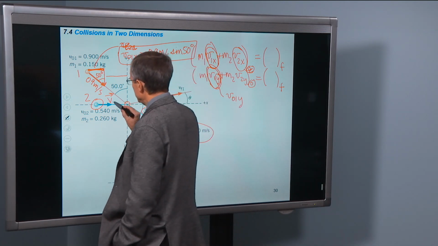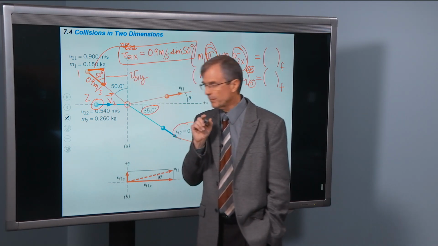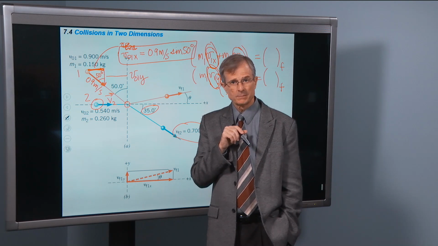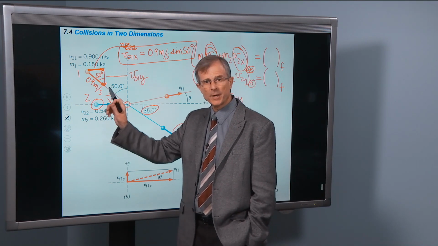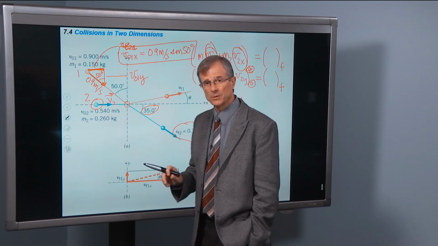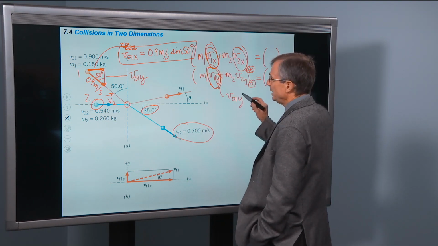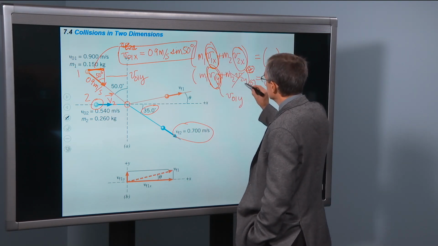And I might ask you, this velocity V2, does it have a component in the x direction? You say, yeah, sure it does. It's pointing in the plus x direction. Does it have a component in the y direction? You say, I don't think so. And you're right. V_O2y is going to be 0.